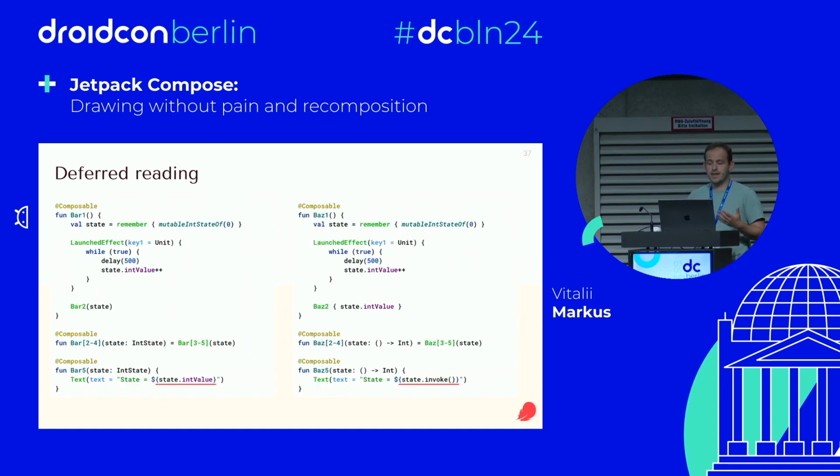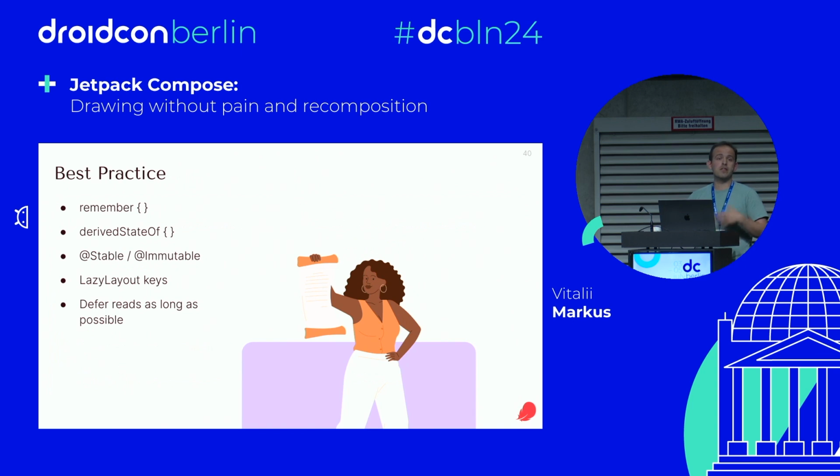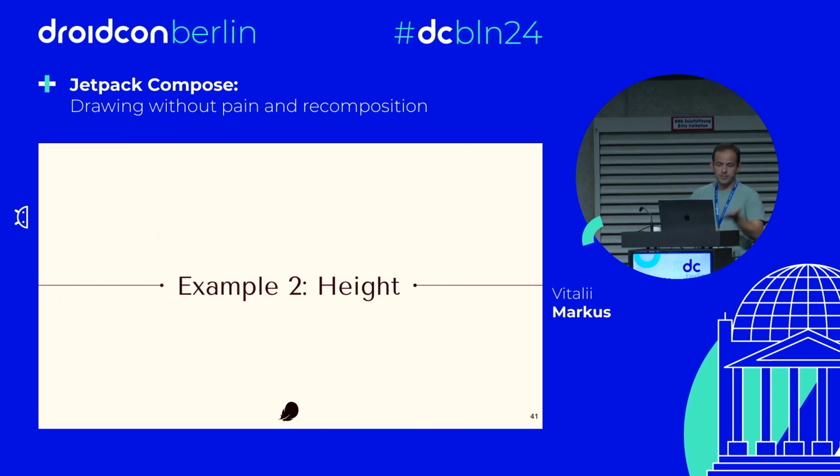So we read the state only in bar 5 and bus 5 functions. That's why only this function and text functions are recomposed in our case. And this is an example of our 5th point, defer reads as long as possible. Okay, let's go further to the next example with the height.